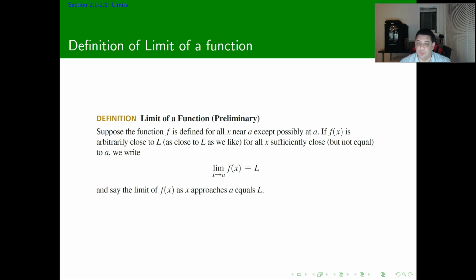Suppose you have a function that is defined for all x near a point A, except maybe at that point A. If f of x, the image of the function, is arbitrarily close to a certain number L, or as close as we like, for all x sufficiently close to but not equal to A, we say that the limit as x goes to A of f of x is L. We say that the limit of f of x as x approaches A equals L.